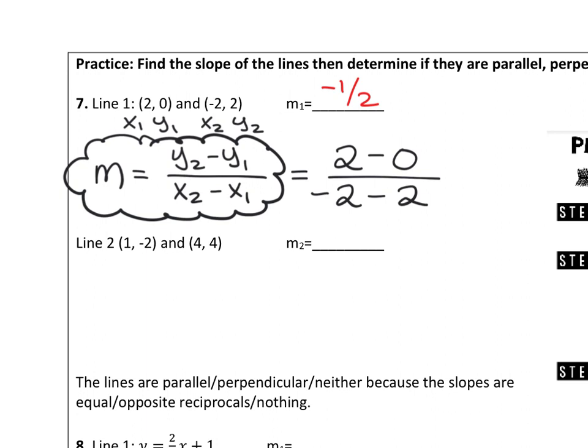I need you to help me out and finish the second part. You have line 2 for this problem. Do the same thing. Label the points, plug them into this formula. You don't have to write the formula down again, we've already done it once on this side of the paper, but plug the actual numbers in and tell me what the slope is. I'll give you a few minutes to do that.